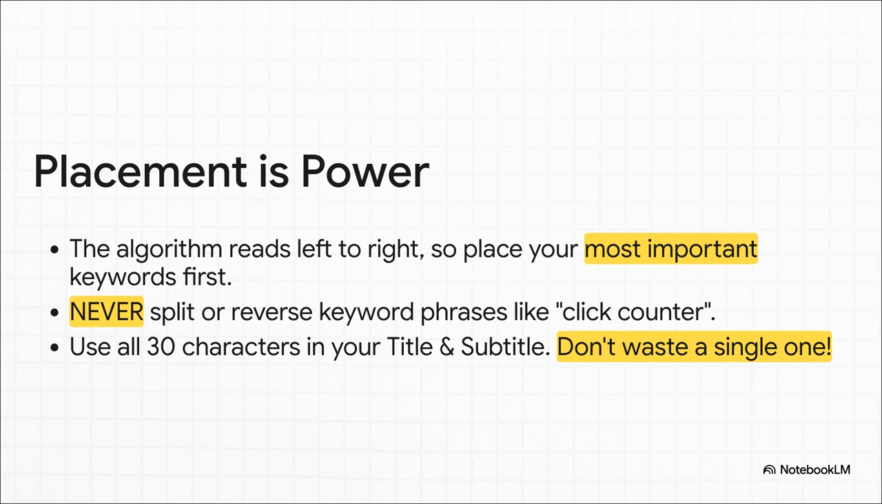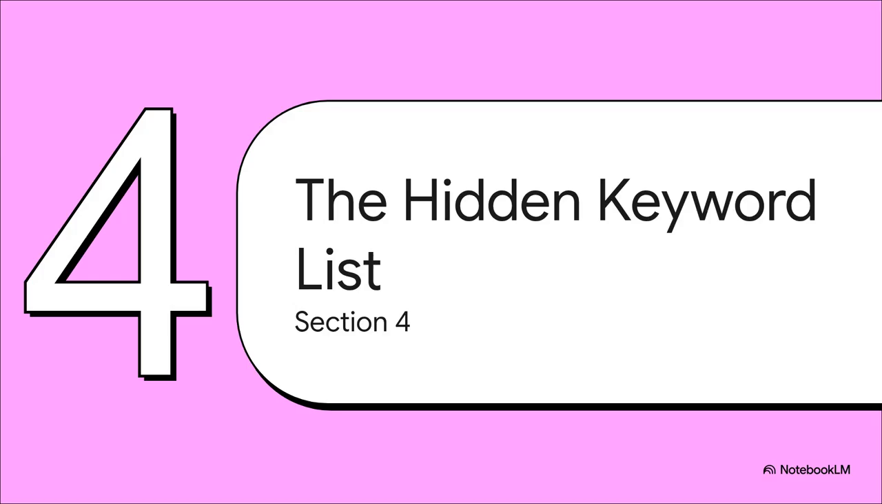So you have to be precise, and you have to use all 30 characters you're given. Every single character is a chance to rank for something new. Okay, moving on to section 4, the hidden keyword list.